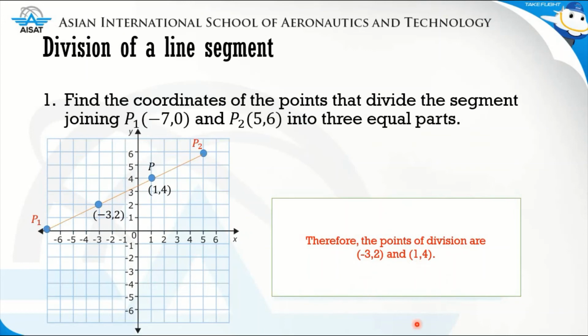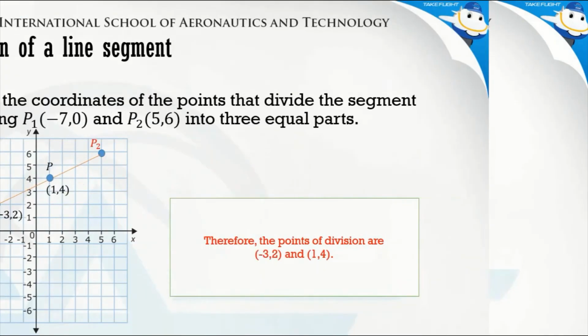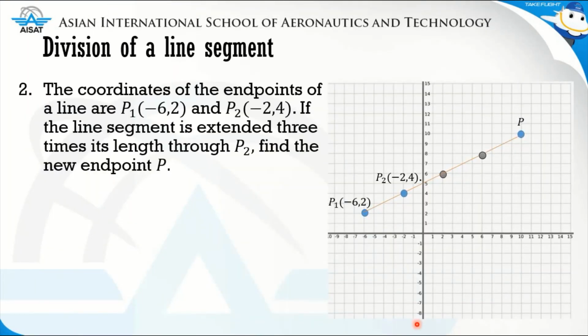Now, this type of example is called division of a line segment divided internally, since the points of divisions lie within the line segment. Now, let's have the second example.